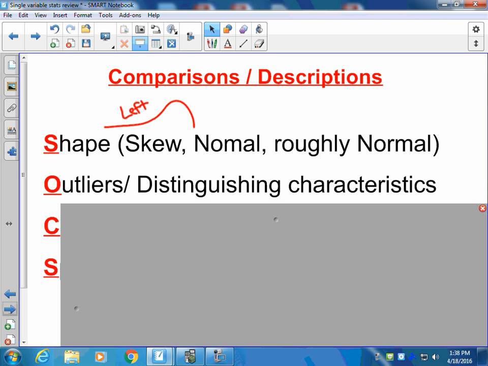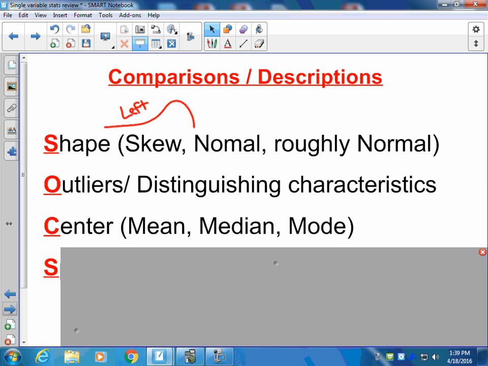Okay, if there are truly outliers, you would want to mention that in your description of a distribution, or if there is a distinguishing characteristic, an individual whole value as a part of that distribution. So if you have a hole in the distribution, or a lot of a single value, you would want to put that in as a distinguishing characteristic.